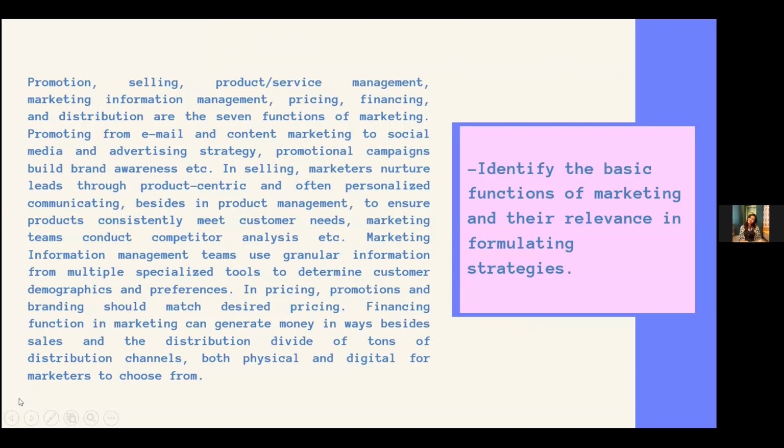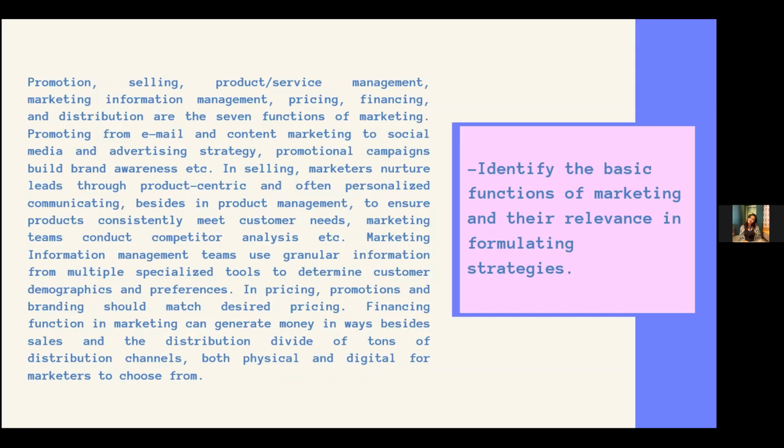The next one is to identify the basic functions of marketing and their relevancy in formulating strategies. So promotion, selling, product service management, marketing information management, pricing, financing, and distribution are the seven functions of marketing. So promotion, from email and content marketing to social media and advertising strategy, promotional campaigns build brand awareness, and so on.